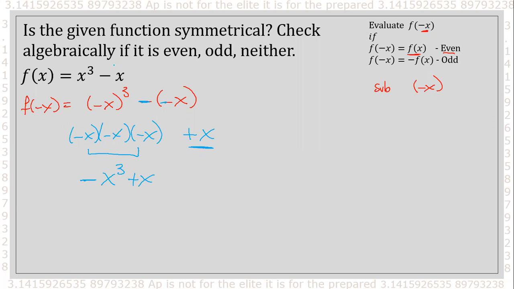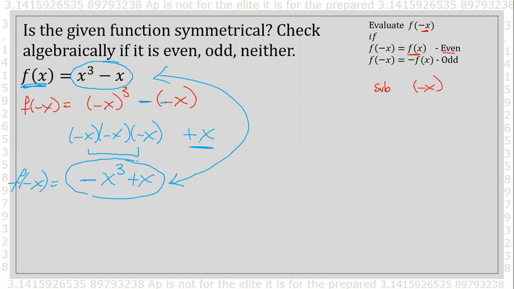So our original function was f of x equals x cubed minus x, right? This was our original f of x. In this case, we have this new function, which we go ahead and say is f of negative x. So are these the same? Is this one the same as this one? Because if they are, then they're even. In this case, you can see that they are not even.